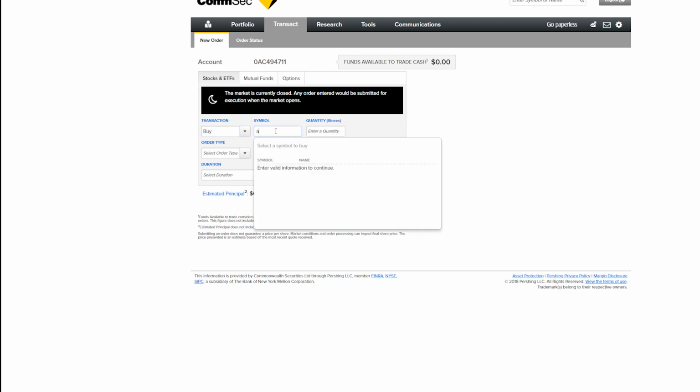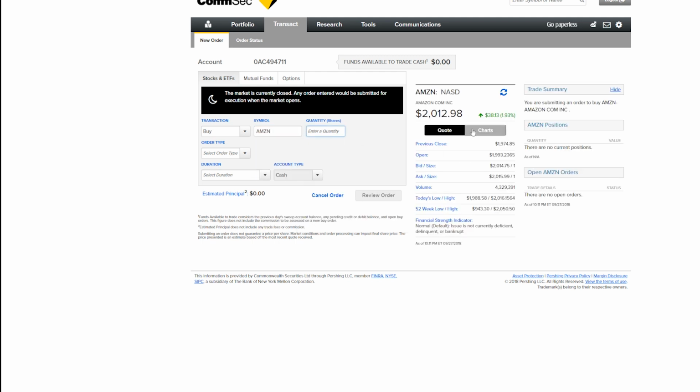Click buy. Let's say you're going to buy Amazon. That should bring up Amazon. You see the share price here. You've got previous close, bid size, etc., etc. Let's say you want to buy 50 Amazon stocks, and you're buying it at market, which basically means the last price. This is going to buy it at whatever the cheapest price you can get at that point in time.